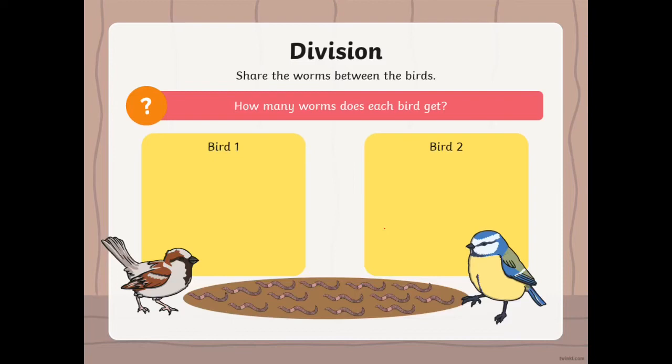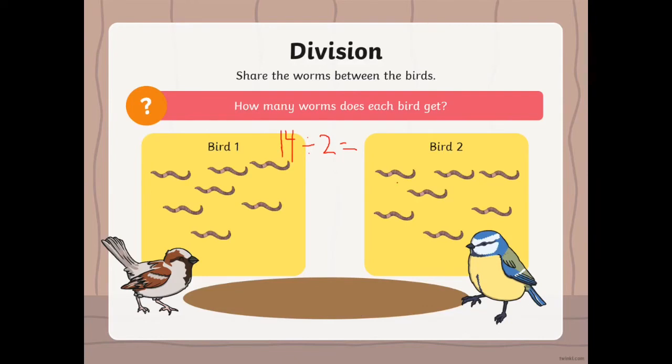How many worms does each bird get? Let's count the worms. 2, 4, 6, 8, 10, 12, 14. 14. And we're dividing 14 in half into 2 equal groups. So what is 14 into 2 equal groups? Let's see. 1, 2, 3, 4, 5, 6, 7. And it is 7 because I do know 7 plus 7 equals 14.